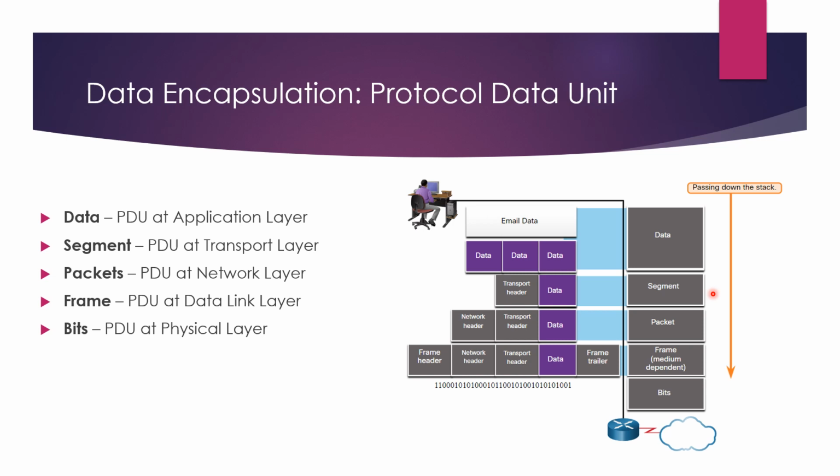As the packet goes down to the data link layer, a frame header and a frame trailer are added. The frame header contains the MAC addresses of the source and the destination. So the frame is the name of the PDU at the data link layer.